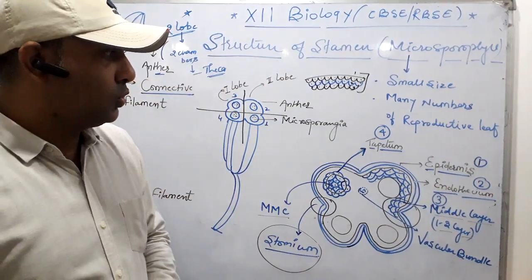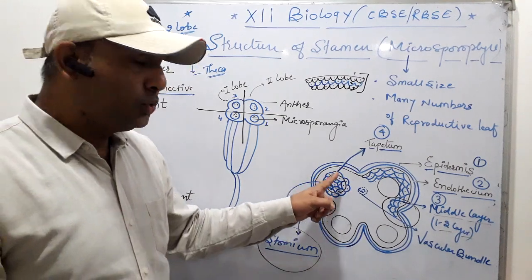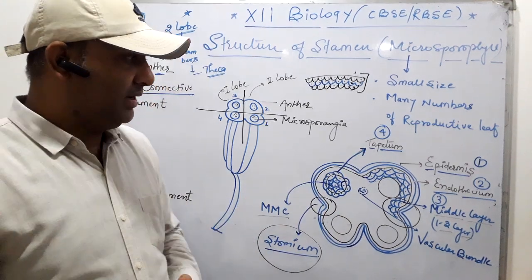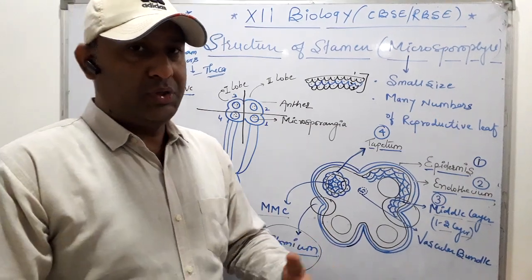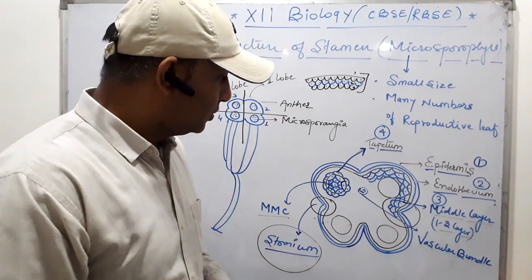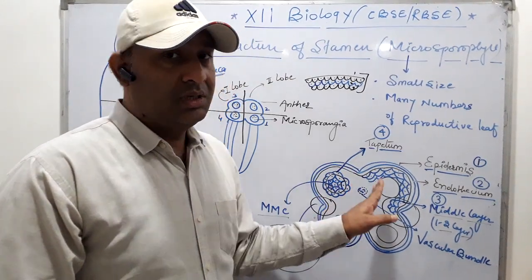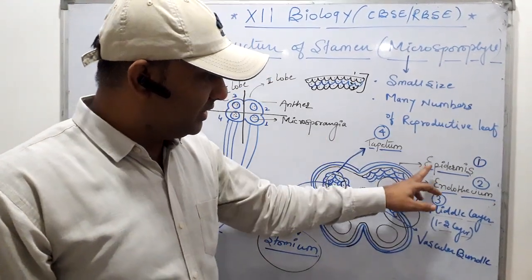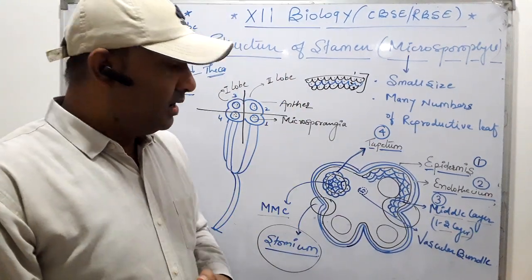Now the fourth layer is called the tapetum. It is the innermost layer and wraps around the sporogenous tissue. In short, the tapetum provides nutrition to the developing microspore. The microspore develops into the pollen grain, and other developmental reactions take place. So during development, the tapetum provides nutrition to the microspore. Clear? So there are four layers: epidermis, endothecium, middle layer, and then tapetum. So this is the anther wall.